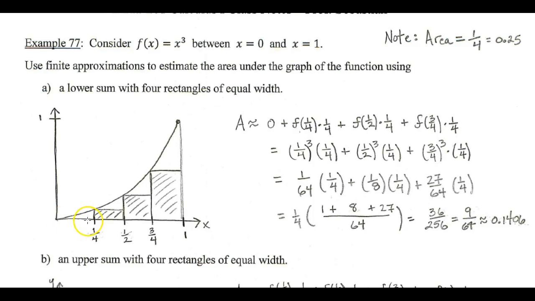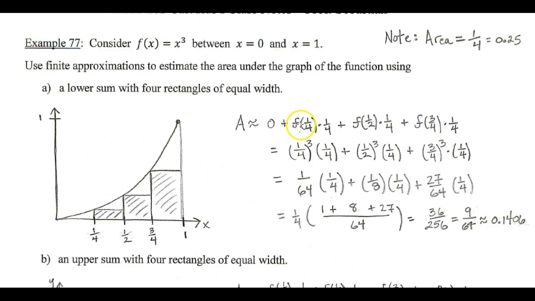There's a rectangle from 0 to 1/4, from 1/4 to 1/2, from 1/2 to 3/4, etc. But of course, if I'm taking a lower sum, there's no height for the first rectangle, so the area of that would be 0. Now, the base of each of these rectangles is 1/4, right? From 1/4 to 1/2 is a fourth, from 1/2 to 3/4 is a fourth, from 3/4 to 1 is a fourth. And the height is always going to be the left endpoint here. So it's going to be f of 1/4 is the height of the second rectangle, f of 1/2 is the height of the third rectangle, and f of 3/4 is the height of the fourth rectangle. The height of the first rectangle is f of 0, which is 0, right? So there's the area of the first rectangle, 0.